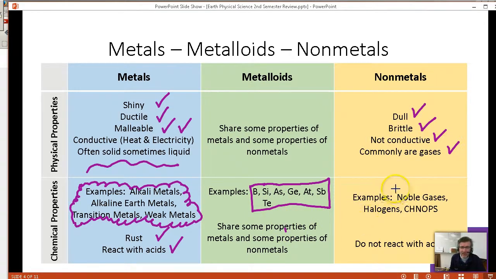All right, nonmetals. We have the noble gases, group 18. We have the halogens, and we have CHNOPS. Those are the elements that are important to life. So carbon, hydrogen, nitrogen, oxygen, phosphorus, sulfur. They do not generally react with acids. That's probably the main thing that we talked about when it comes to chemical properties. So keep this table in mind. Review this table. Review your physical properties. Review your chemical properties. You'll be set.